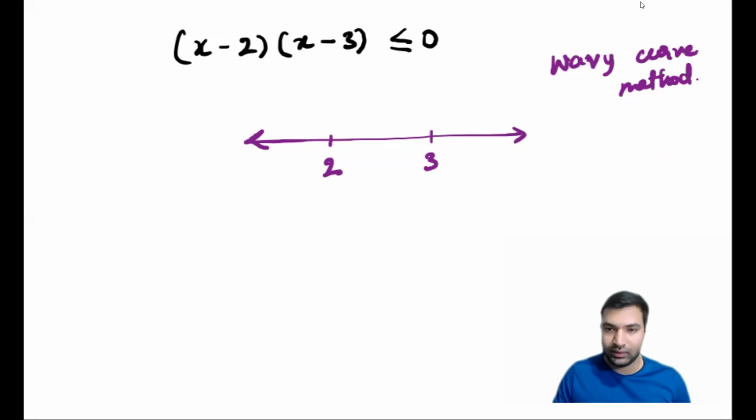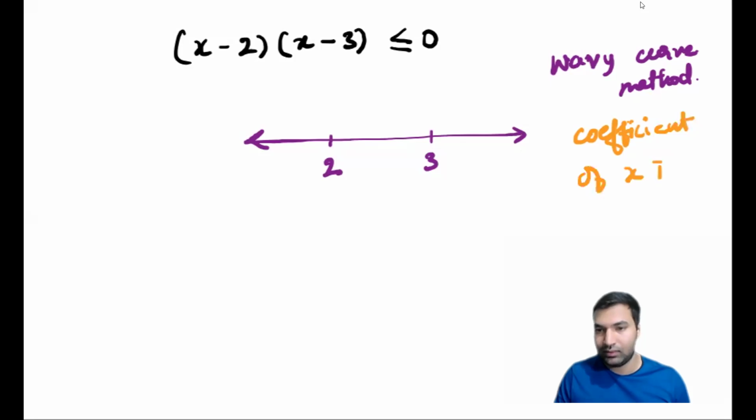So the catch over here is you have to keep in mind one thing, that is the coefficient of x is positive, right? When is this possible? When do we apply this wavy curve method? Provided the coefficient of x is greater than 0. Okay, basically it should be positive. So let me put it like this, is positive. All right, always. Otherwise, you cannot apply this.